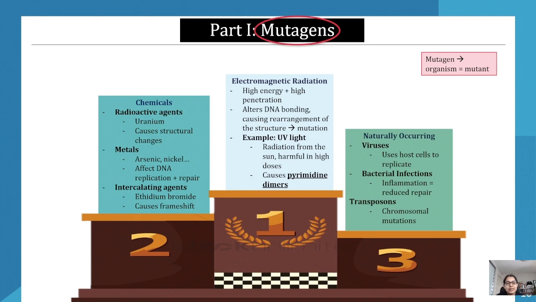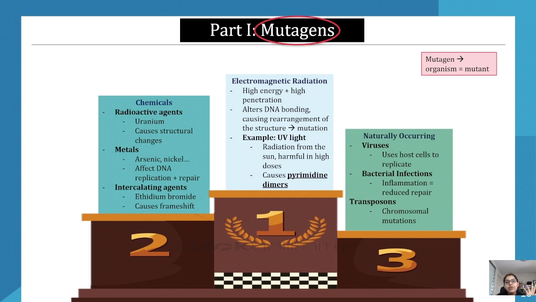And finally, we've got intercalating agents like ethidium bromide, which can cause frame shift mutations, and we'll have a look at what frame shift mutations are in just a second. There are also electromagnetic radiations. Those are the most prominent ones. They're high energy, and they are highly penetrative. They alter DNA bonding, which causes the rearrangement of the structure, and because of the processes occurring in the DNA, they can have a huge impact on the genome and as a result cause mutations.